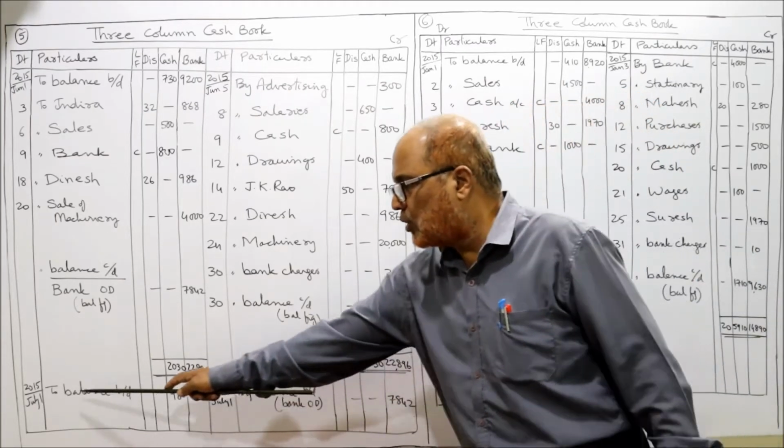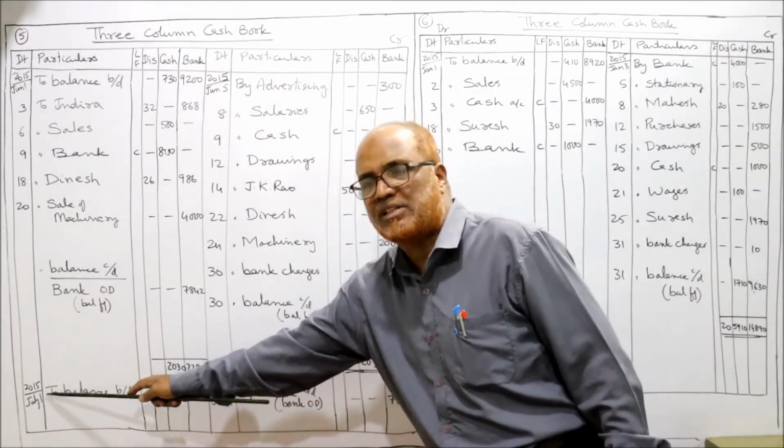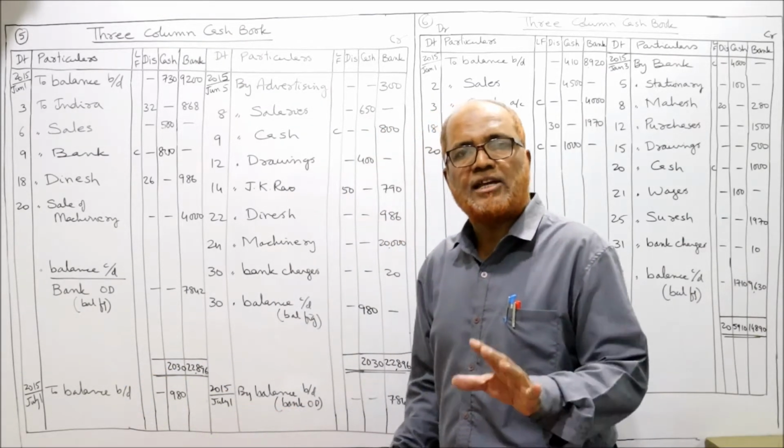Now, below the total, to balance brought down 980 rupees. 1st July, next month started. That's all. Cash account is over.